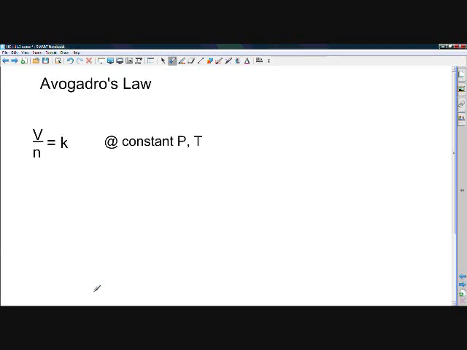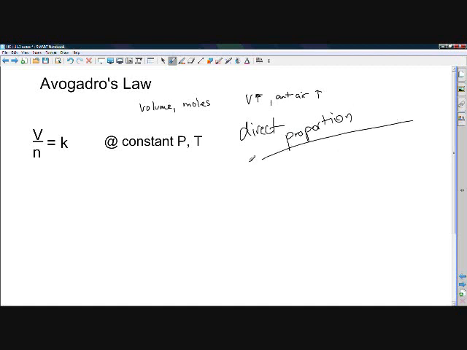Next thing, Avogadro's Law. Avogadro's Law is something we didn't talk about in section 3, but it is another law that's very important. Avogadro's Law relates volume and moles, or amount of air. Real simple one. Take a balloon, blow it up. The balloon gets bigger. Why does the balloon get bigger? Because the balloon increases its volume because the amount of air increases. Right? You put more air in, the balloon gets bigger. Plain and simple. So what do we have here? We have a direct proportion. As one goes up, the other goes up. As one goes down, the other goes down.